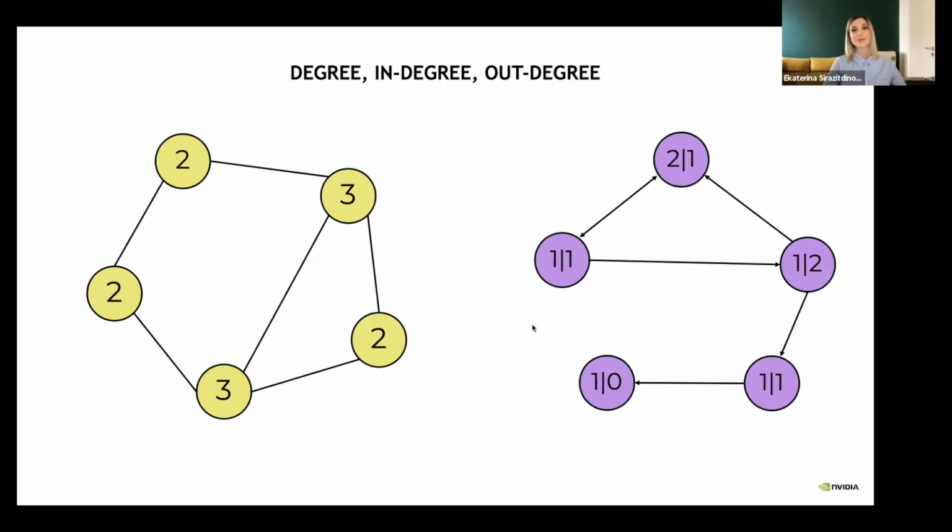There is another important notion of degree in a graph. So degree usually means the number of other nodes connected to a current node in the graph. And in a directed graph, we have the notion of in degree and out degree. In degree means how many incoming edges a node has, and out degree how many outgoing edges.